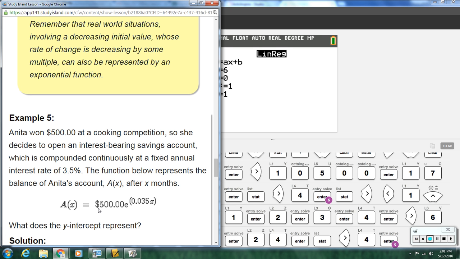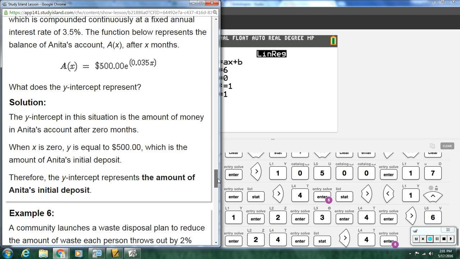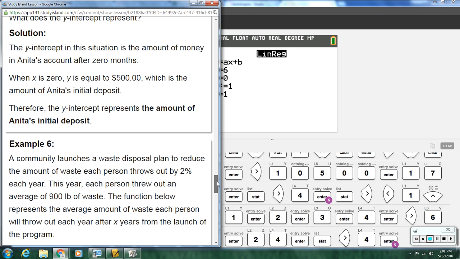The initial deposit. How much did she initially deposit? $500 would be what they tell us. The amount of Anita's initial deposit. There we go. Easy enough. Alright.